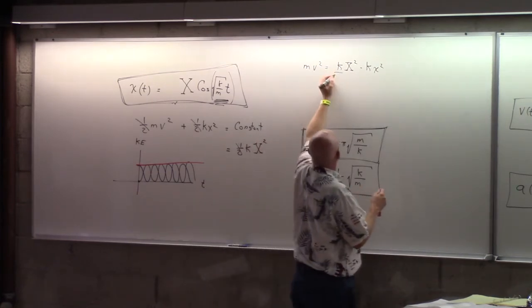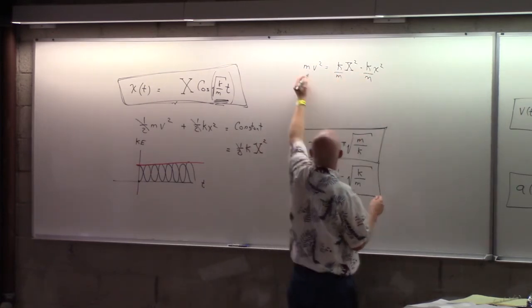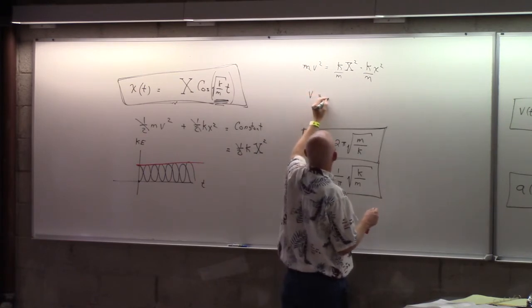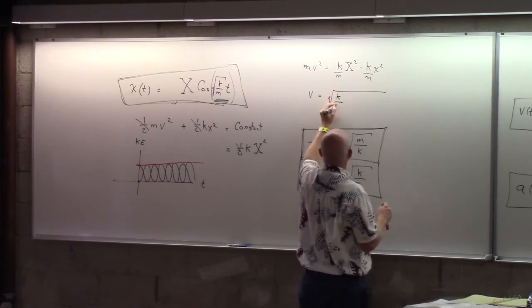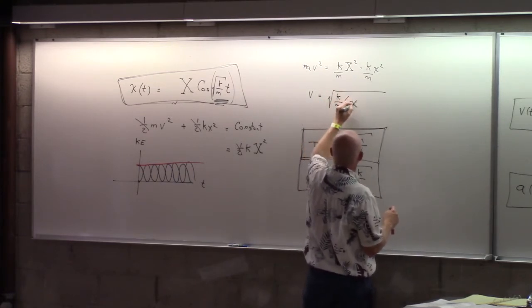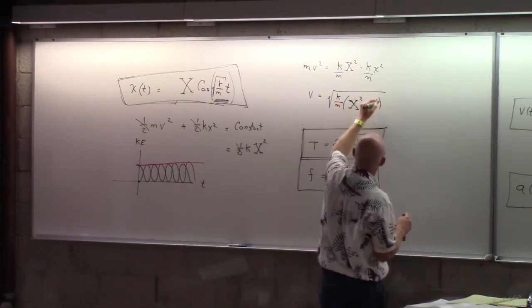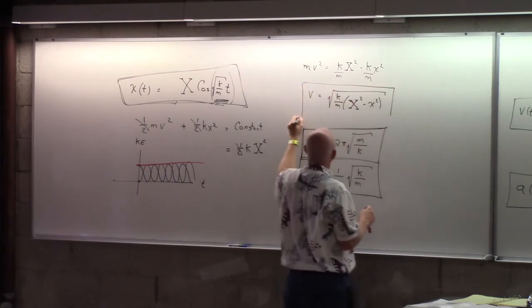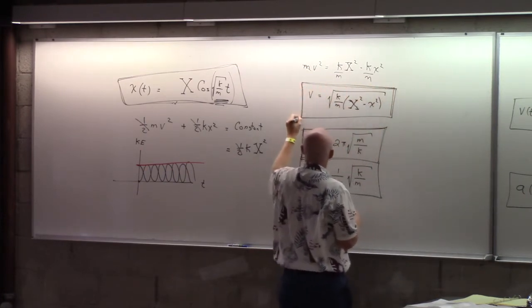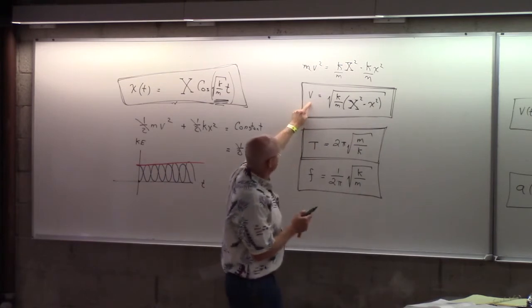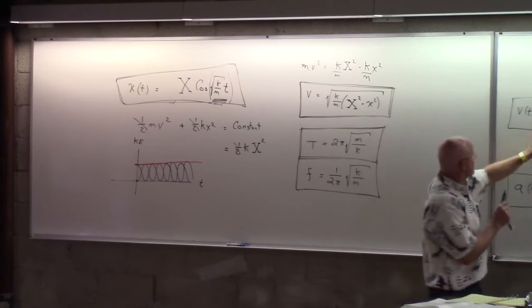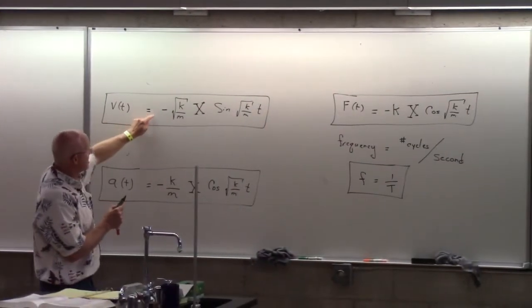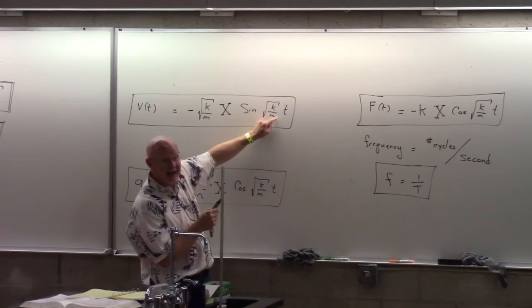Now, if I divide everything by M, and then take the square root, recognizing that each term has a K and an M in it, I get a useful equation that says, what is the velocity based upon position? Did you catch that? Don't confuse it with this. What is this one saying? This is the velocity based upon time.